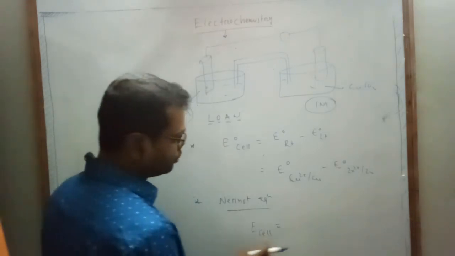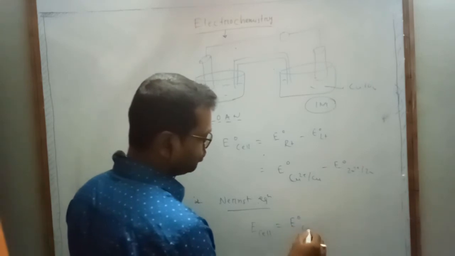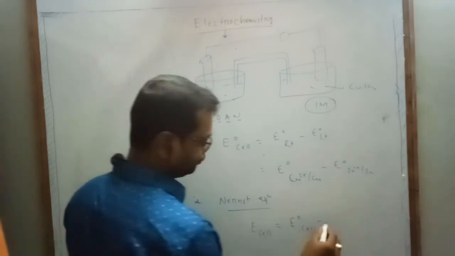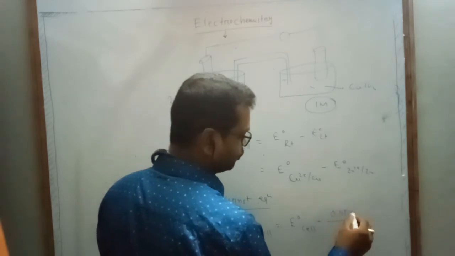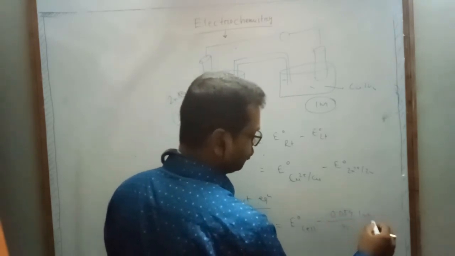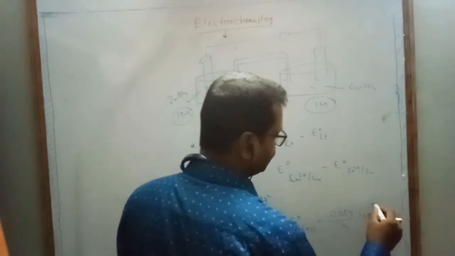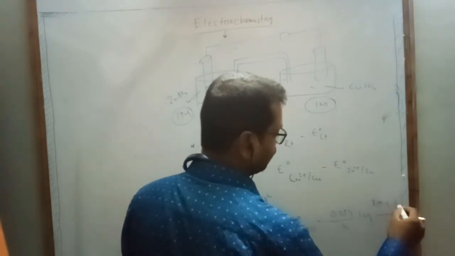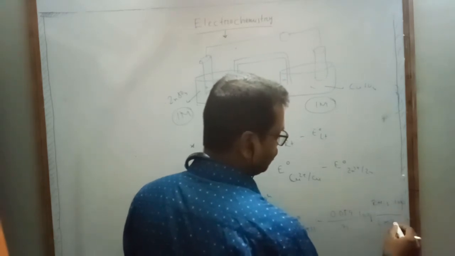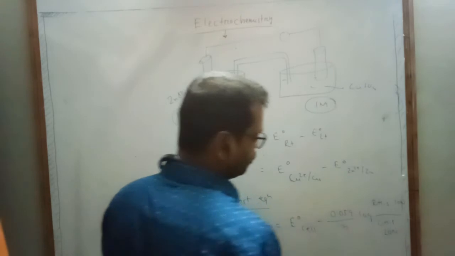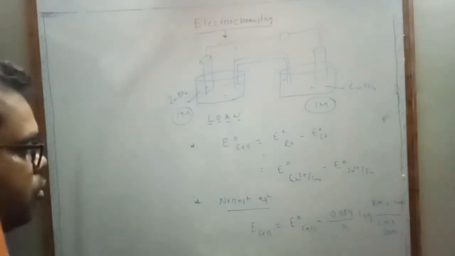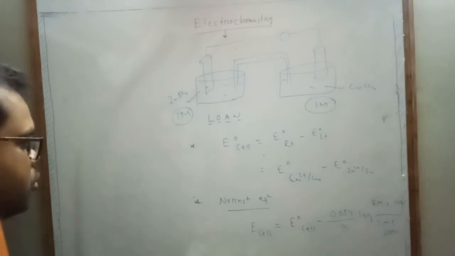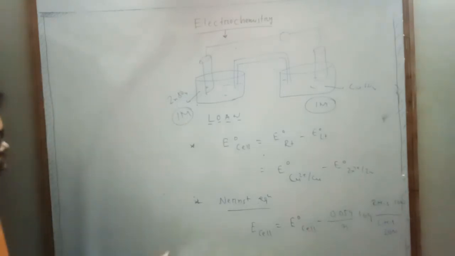So E of cell is equal to E naught of cell minus 0.059 by n log of the right hand side ion by the left hand side ion. So like that you can write E of cell equal to E naught of cell with this and that. This is what is called the Nernst equation. From the Nernst equation we have learned two more relationships. One is Kc. We can find out the Kc and all these things.